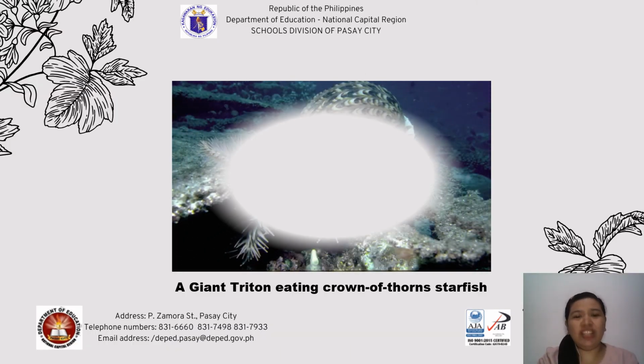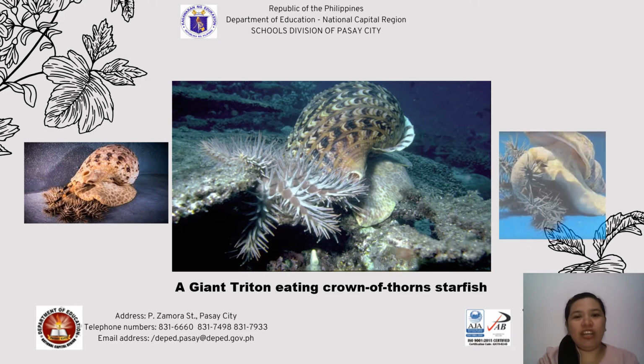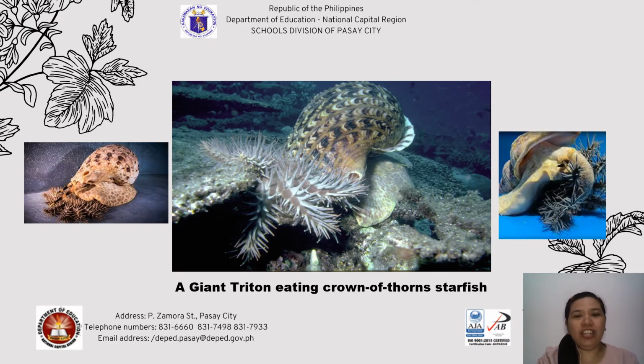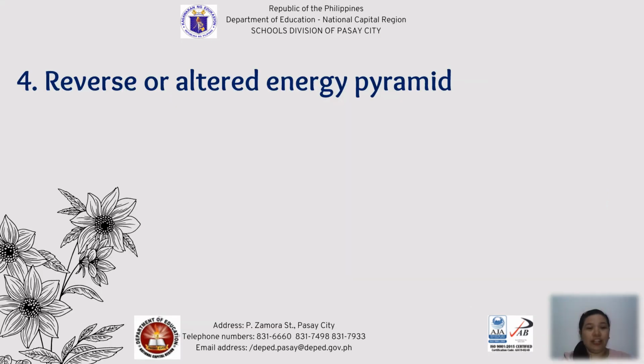Looking at this scenario, overfishing of giant triton, a very large marine snail, causes the death of the coral reefs. This is because giant triton is the predator of the crown-of-thorns starfish that eats the coral polyps. The absence of giant triton paved the way to an increase in the population of the crown-of-thorns starfish. Reverse or altered energy pyramid.